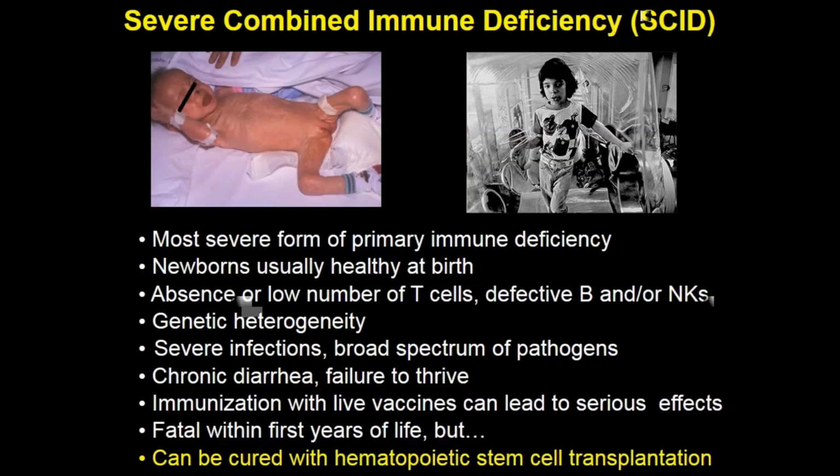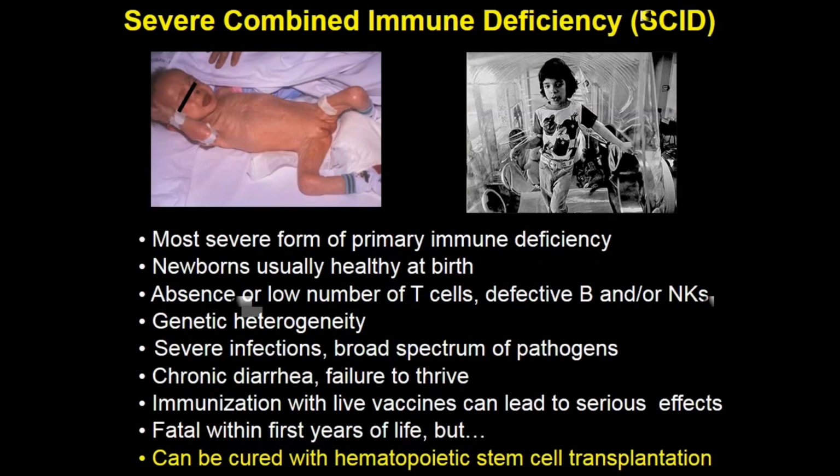And because of the lack of T cells, very low number or absent, these infants are prone to severe infections already very, very early in life, in the first months of life, another big difference with most cases of CID. They're susceptible to a broad spectrum of pathogens, and we'll review which pathogens are more common in CID. They often present with chronic diarrhea and failure to thrive. If you immunize these infants with live viral vaccines, the first one given in life being rotavirus, these may lead to serious complications, potentially also fatal, especially if you use the measles, mumps, rubella.